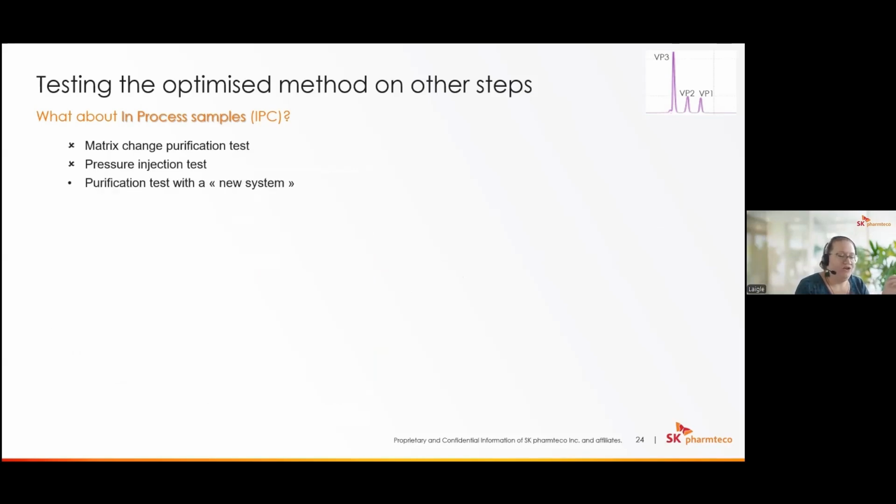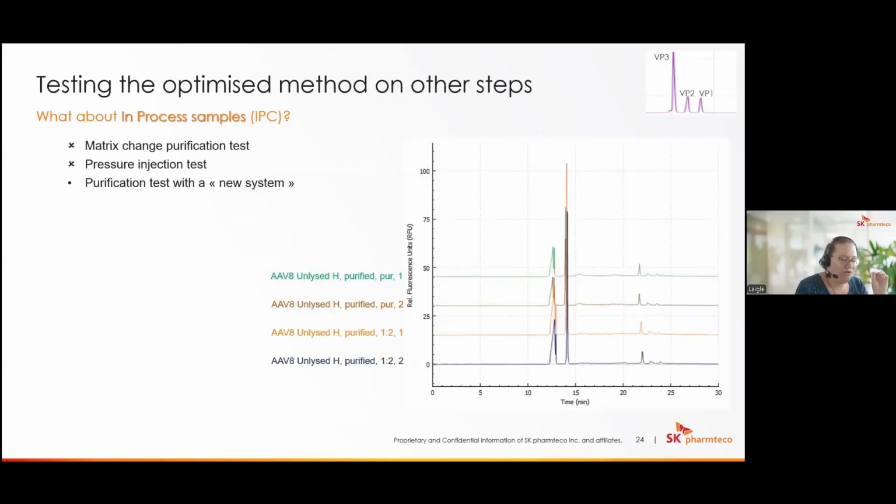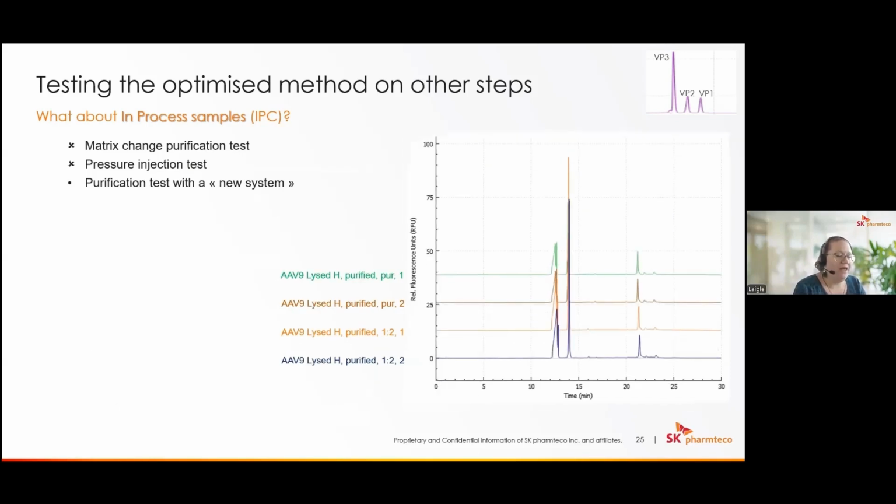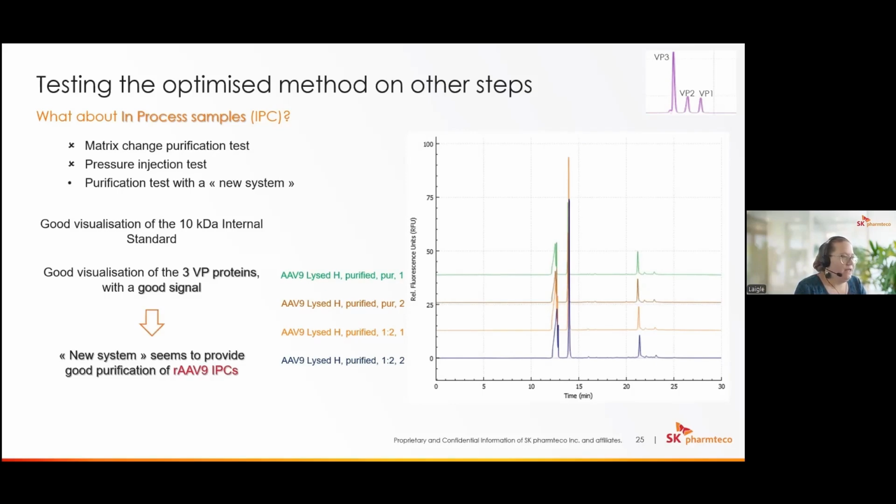We then tested a new purification system, and with this one, we obtained an electrophoregram with a good visualization of the internal standard, and most importantly, clear visualization of the 3 VP proteins. This new system therefore seemed to allow good purification of RAAV8 IPCs. The same purification system was then tested on RAAV9 IPCs, and the results were identical, with a good visualization of VP proteins. This system therefore also seems to work effectively on RAAV9 IPCs.